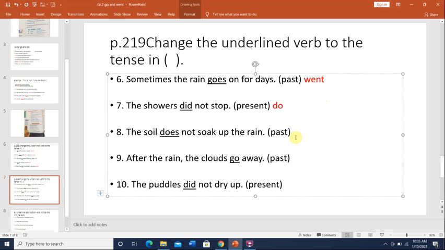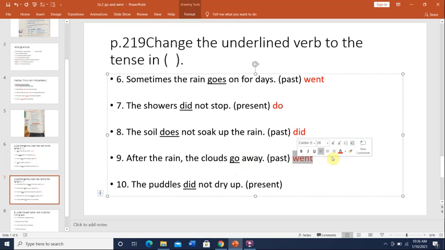Okay, number 8, the soil does not soak up the rain. So the verb here is does, and we will change it to the past. The past of does is did. Okay, I hope you guys knew it by now. All right. Again, after the rain, the clouds go away. Okay, the past of go is went.